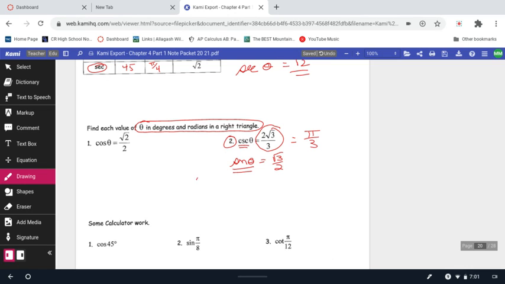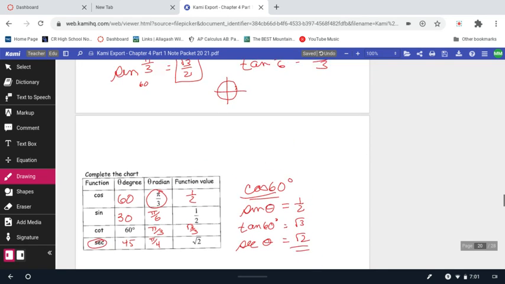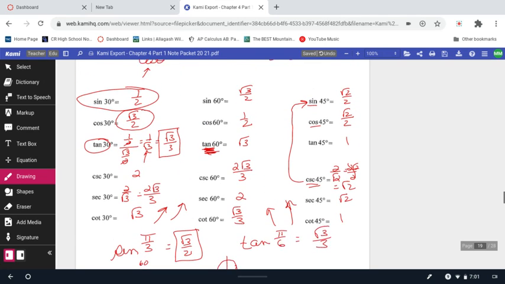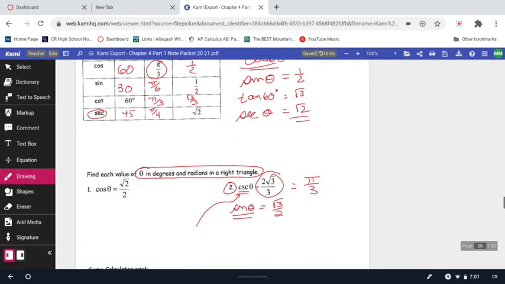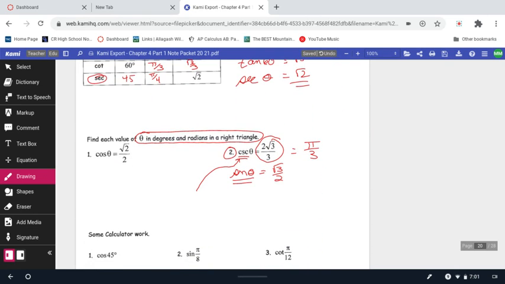Now, again, you can memorize cosecant. I just tend to, when I go to memorize and learn these, just memorize the sine, cosine, and tangent. And then anything else that's a cosecant, a secant, or cotangent, I just take the reciprocal of that answer. Okay.